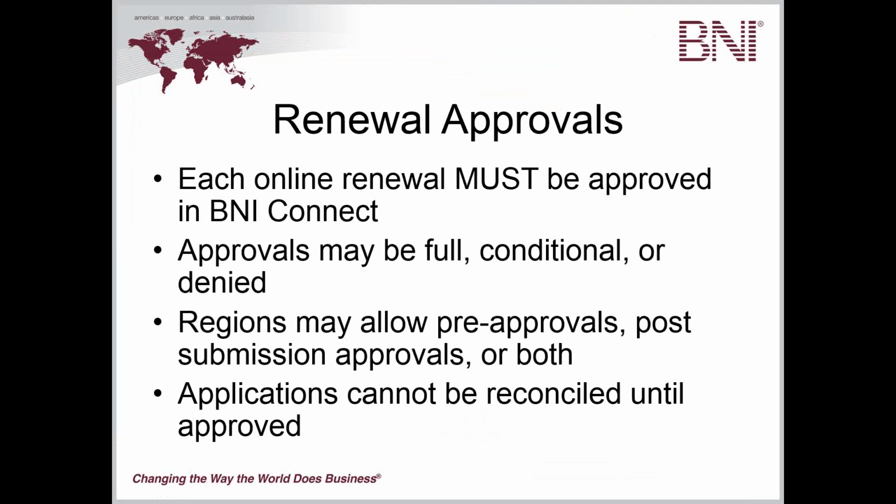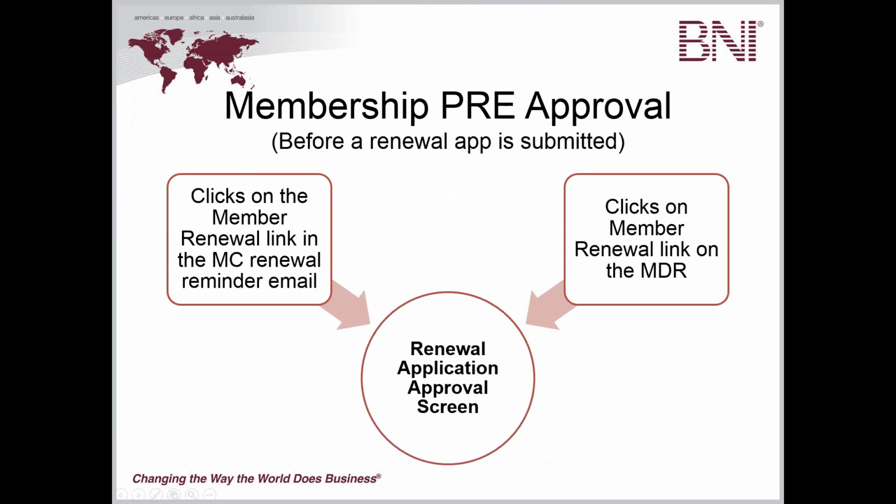So let's take a look at how the different ways are that we can do that. So there's two different parts, as I said. One is the pre-approval and one is the post-approval. Now the pre-approval can happen on the renewal link in the membership committee renewal reminder email. So that email that goes out 90 days before the membership renewals for a chapter, next to each one of those members in that renewal list, there'll be a link that brings you to the pre-approval screen for that member. The second way that you can pre-approve somebody is through the membership dues report.